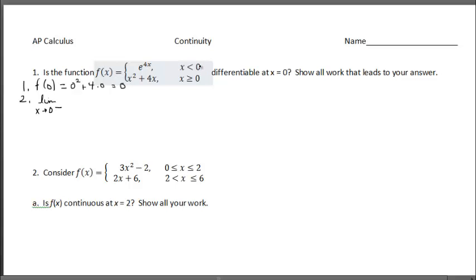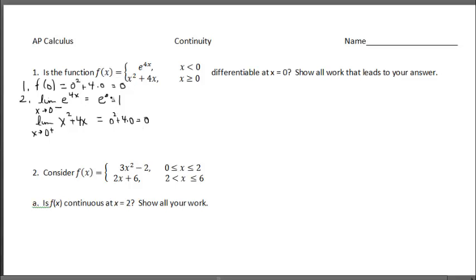If I'm approaching 0 from the left, I'm on the top piece. So everywhere I see x, replace it with 0. So that becomes e to the 0, which is 1. All right, let's check the right limit at the break of x equals 0. As I approach 0 from the right, I'm on x squared plus 4x. Everywhere I see x, replace it with 0, and I end up with 0.